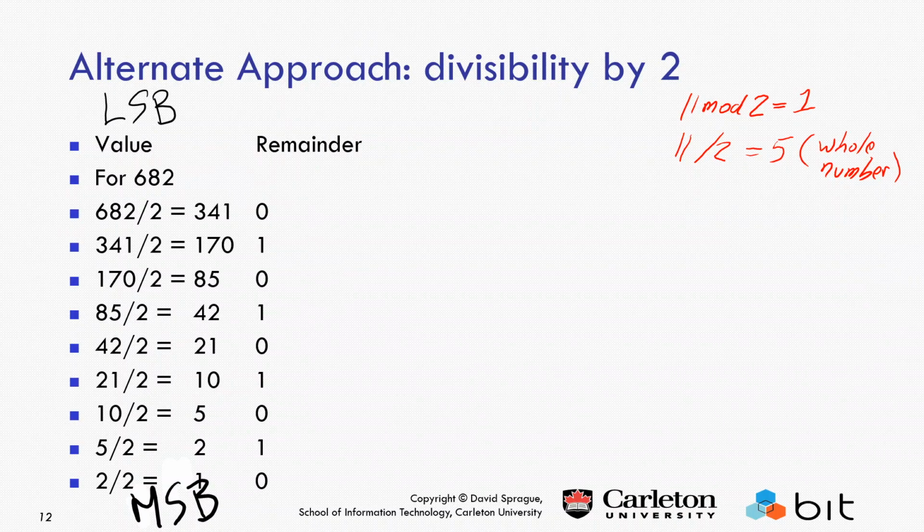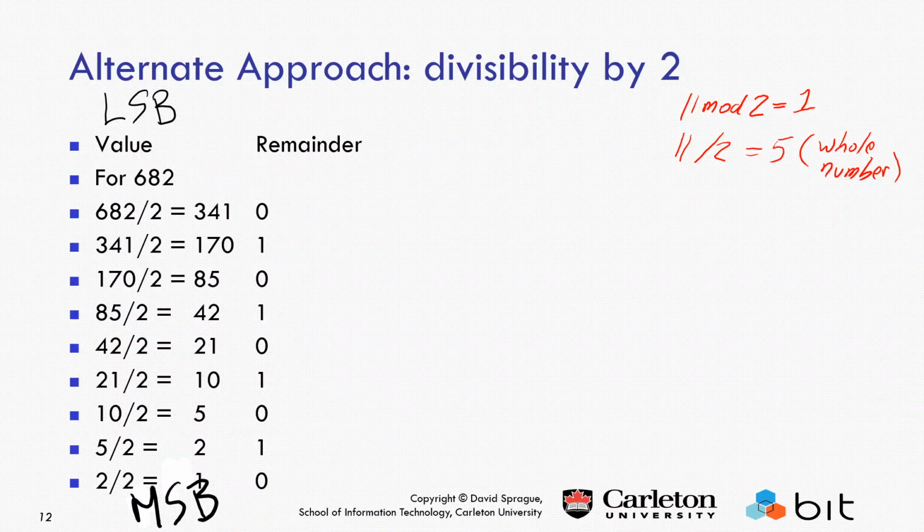So what I'm going to do is keep on dividing the number using whole number arithmetic. I'm going to keep on dividing by 2. And every time I divide it by 2, I also want to find out if I get a remainder. So 682 divided by 2, do I get a remainder? No, there is no remainder. It's an even number. So that'll give me 341 with remainder 0.